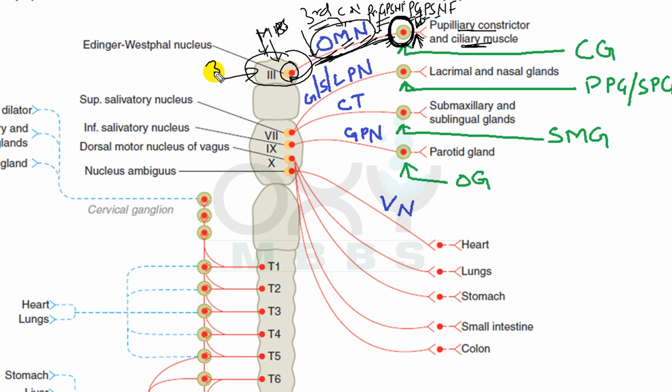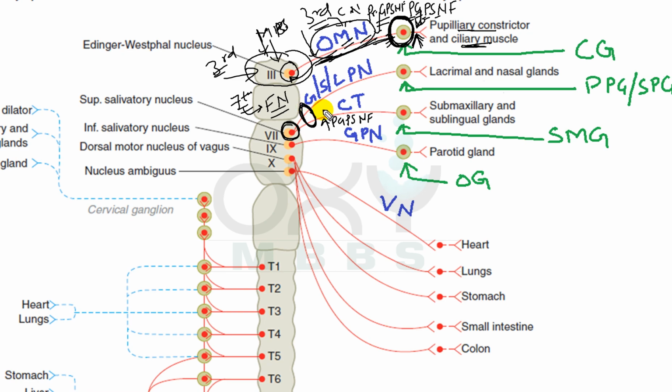Now after the third cranial nerve comes the seventh cranial nerve, the facial nerve. From the superior salivatory nucleus comes the facial nerve. This is the facial nerve, and this is the preganglionic parasympathetic nerve fiber that forms the facial nerve.